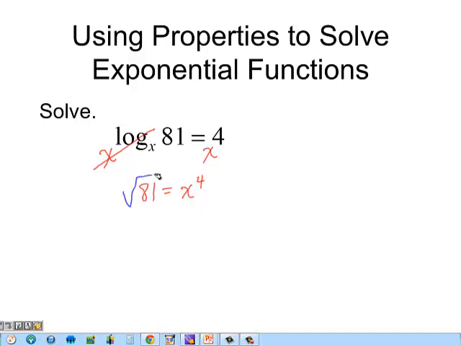Or I can take the 4th root of both sides and I get x is equal to the 4th root of 81, which is 3, because 3 times 3 is 9 and times 3 is 27, times 3 again is 81. So the answer for this one is 3. Next.